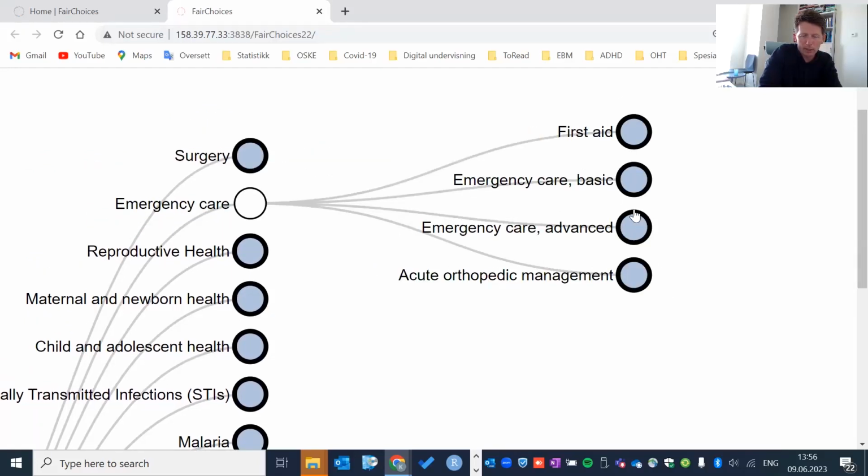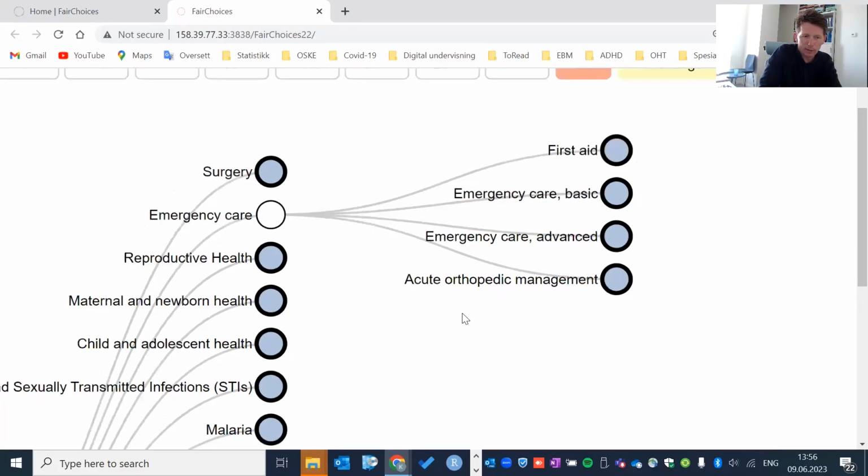you get the following sub-interventions in emergency care: first aid, emergency care basic, emergency care advanced, acute orthopedic management.